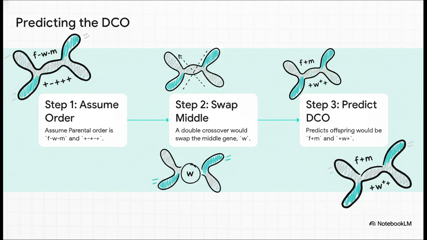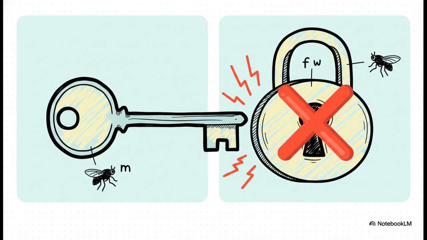A double crossover swaps the middle gene, which this time we're saying is W. This would give us offspring with the genotypes F plus M and plus W plus. That's prediction number 2. And now we check it against the hard evidence. We predicted F plus M and plus W plus. The actual data says M plus plus and plus FW.